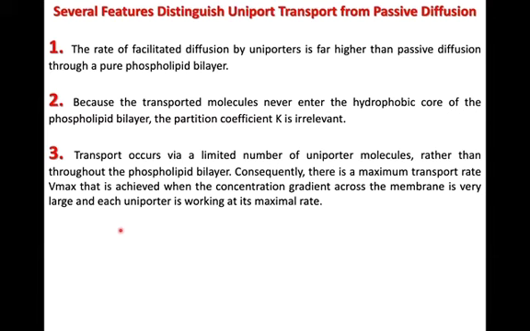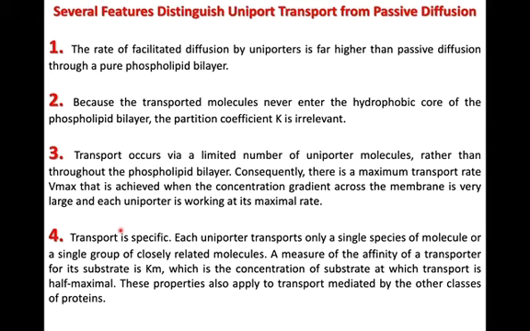So in this case, there is a maximum transport rate, Vmax, that is achieved when the concentration gradient across the membrane is very large and each uniporter is working at its maximum rate. If you have 10 uniporter proteins on the surface of the cell, once the 10 uniporter proteins are working and transporting, this will roughly reach the Vmax. No more molecules can be transported since all the 10 uniporters are occupied.